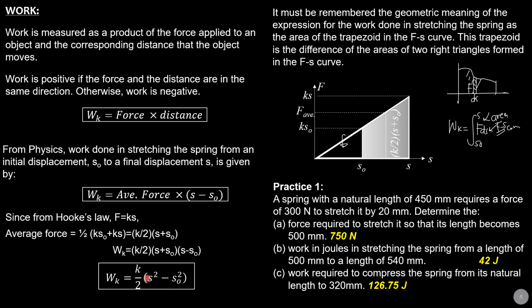You can compute the spring constant because a spring with a natural length of 450 mm requires a force of 300 newtons to stretch it by 20 mm. So meaning to say, force 300 equals K times 20 minus 0, because the natural length of the spring is 450 and it begins with that length. So 0 displacement at the start. So I hope you can answer this problem, practice 1.